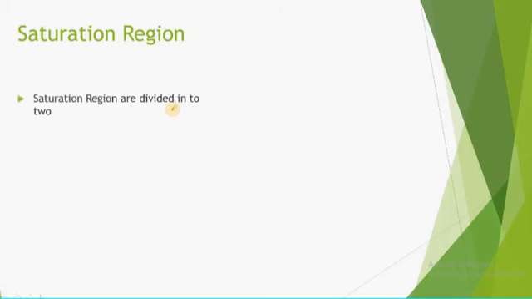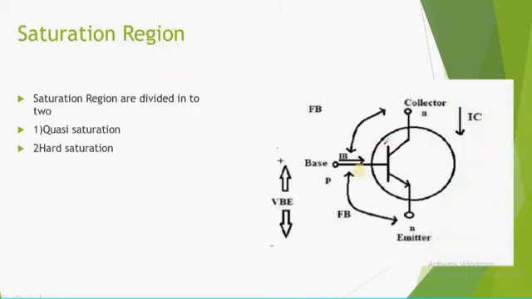Next we will see saturation region. The saturation region is divided into quasi saturation and hard saturation, and in saturation region the base emitter junction and base collector junction both will be in the forward bias condition. In active region, when the maximum current flows through the transistor, while we keep on increasing IB, the transistor will go into saturation region.